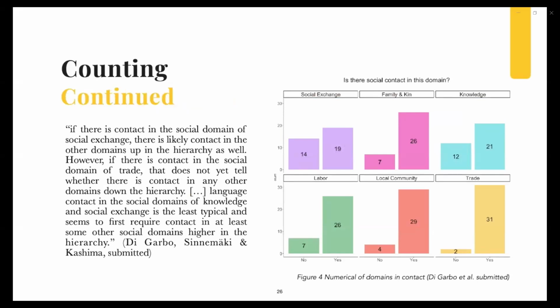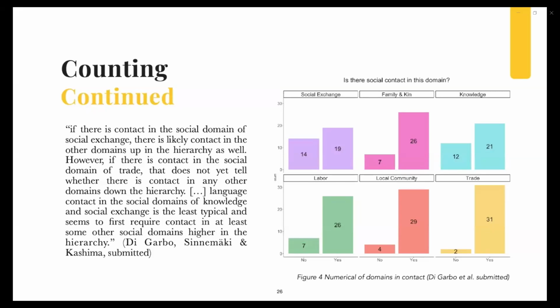However, if there is contact in the social domain of trade, as in the bottom right in the yellow, that does not yet tell whether there is contact in any other domain down the hierarchy. Language contact in the social domains of knowledge and social exchange is the least typical and seems to first require contact in at least some other social domain higher up in the hierarchy.